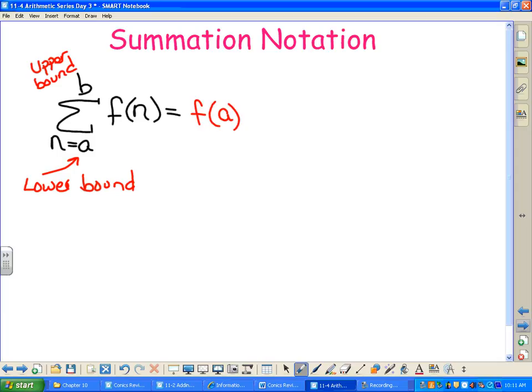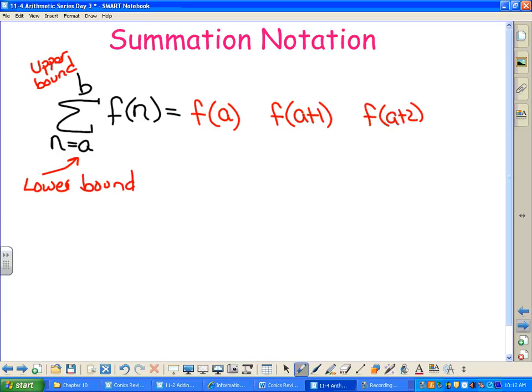Then you go up one integer. So you'll now be plugging in a plus 1. And you put a plus 1 into the function, and you figure out whatever a plus 1 is. Then you go up one more integer. So now you'll be at a plus 2, and you plug that into the function.